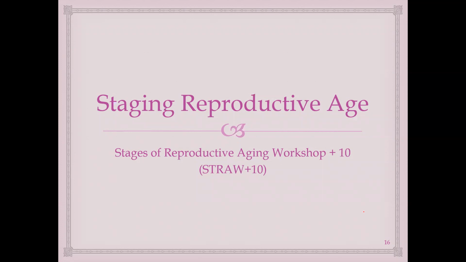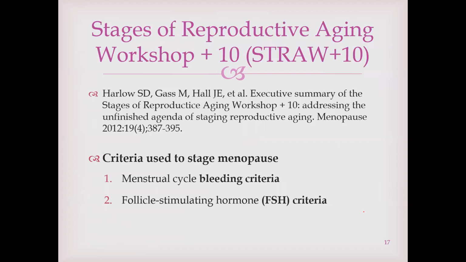All right, so staging of reproductive age is the STRAW plus 10 criteria. This was recently published and helps to identify the transitions through menopause and how we can diagnose the transitional periods. And so there are two criteria that are used in staging menopause. That is the bleeding criterion and the FSH criterion. Each of these together are criteria for staging menopause.